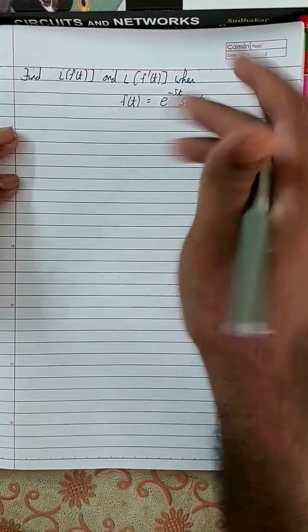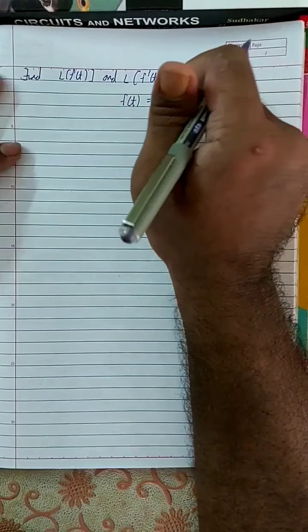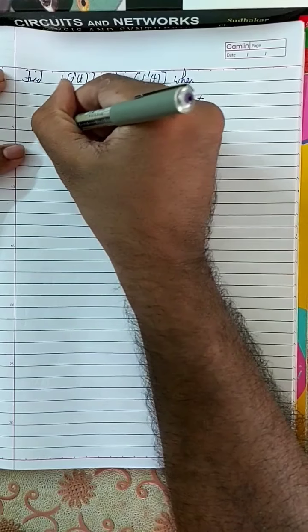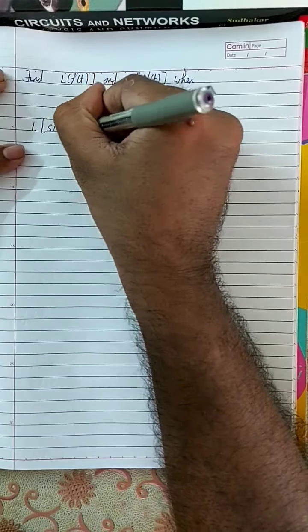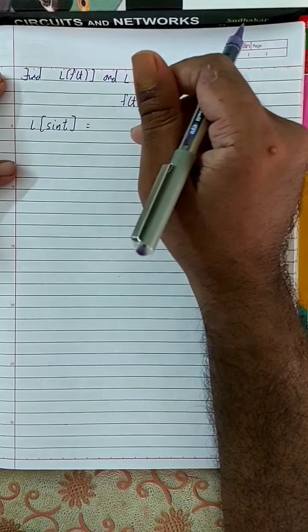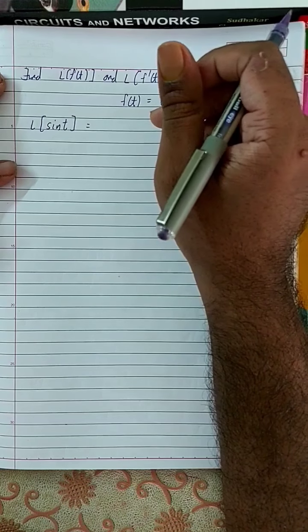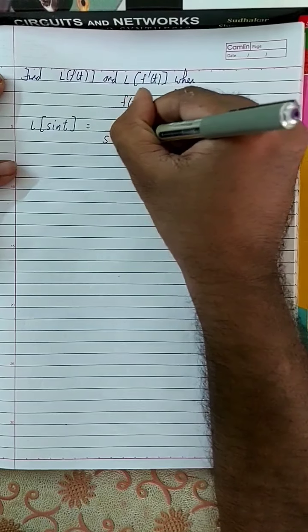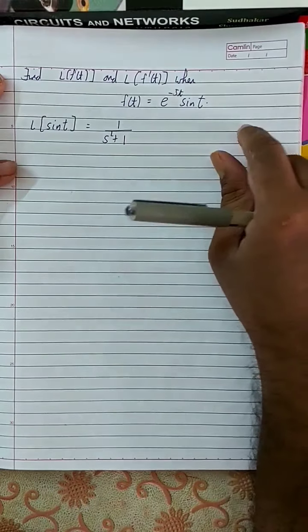First, you're going to find the Laplace transform of this function. We know the Laplace transform of sine omega t is omega by s square plus omega square. Therefore, the Laplace transform of sine t is 1 by s square plus 1 square, or 1 by s square plus 1.